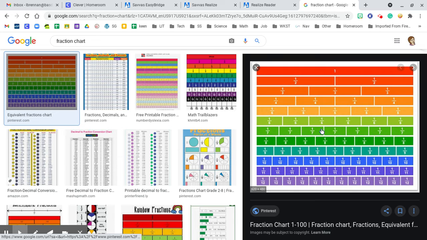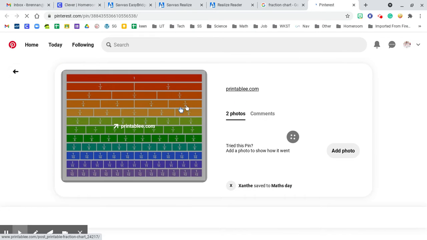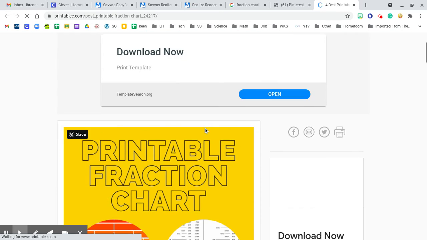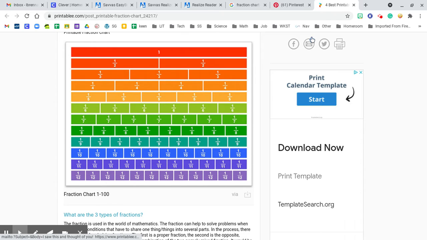It would be good if you can print one of these. That would be great. If you can't, you can always bookmark one. You just find one that you like. And here's a printable one right here. Printable fraction chart right here. Or remember, you can just click that little star and that will bookmark it for you, so you can go back to it whenever you need to.